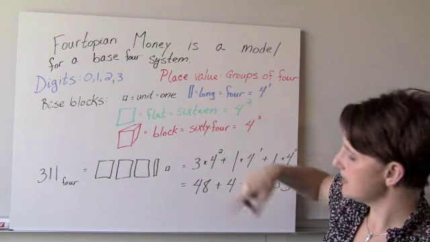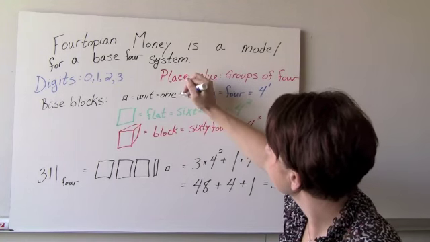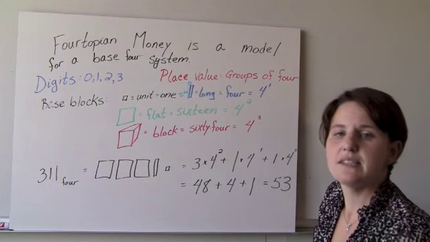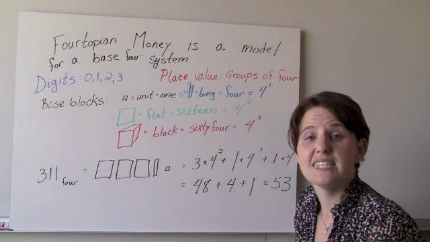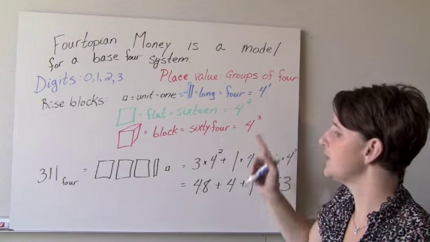So looking at our place values, the 1's place is 4 to the 0. The 4's place is 4 to the 1. The 16's place is 4 squared. And the 64's place is 4 cubed.